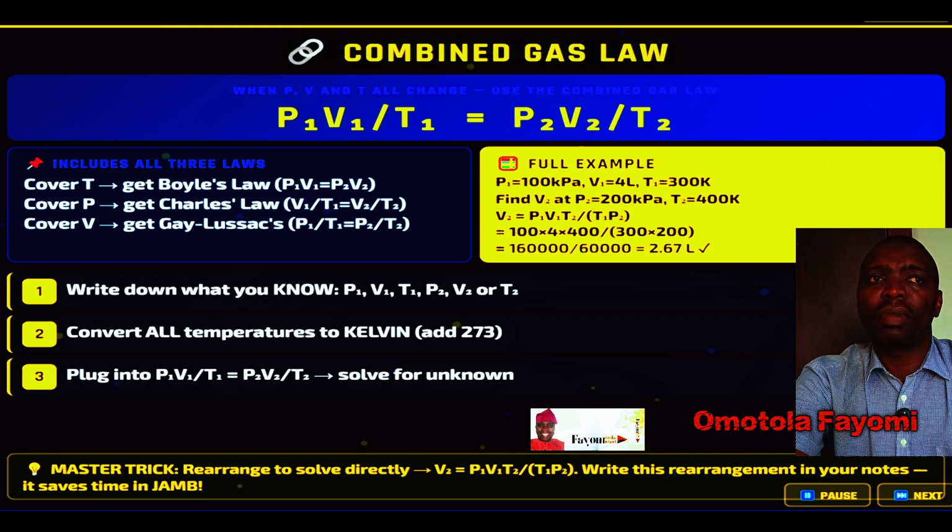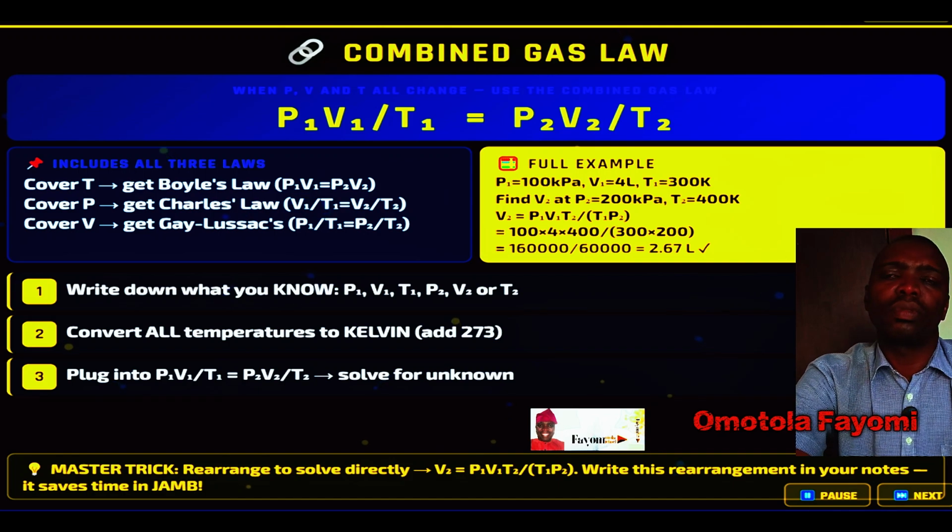That is where the combined gas law comes in. It is simply P1V1 divided by T1 equals P2V2 divided by T2. Beautiful, because this single equation contains all 3 previous laws inside it. Cover up the temperature terms, you get Boyle's law. Cover up the pressure terms, you get Charles's law. Cover up the volume terms, you get Gay-Lussac's law. The combined law is the parent of all the 3.